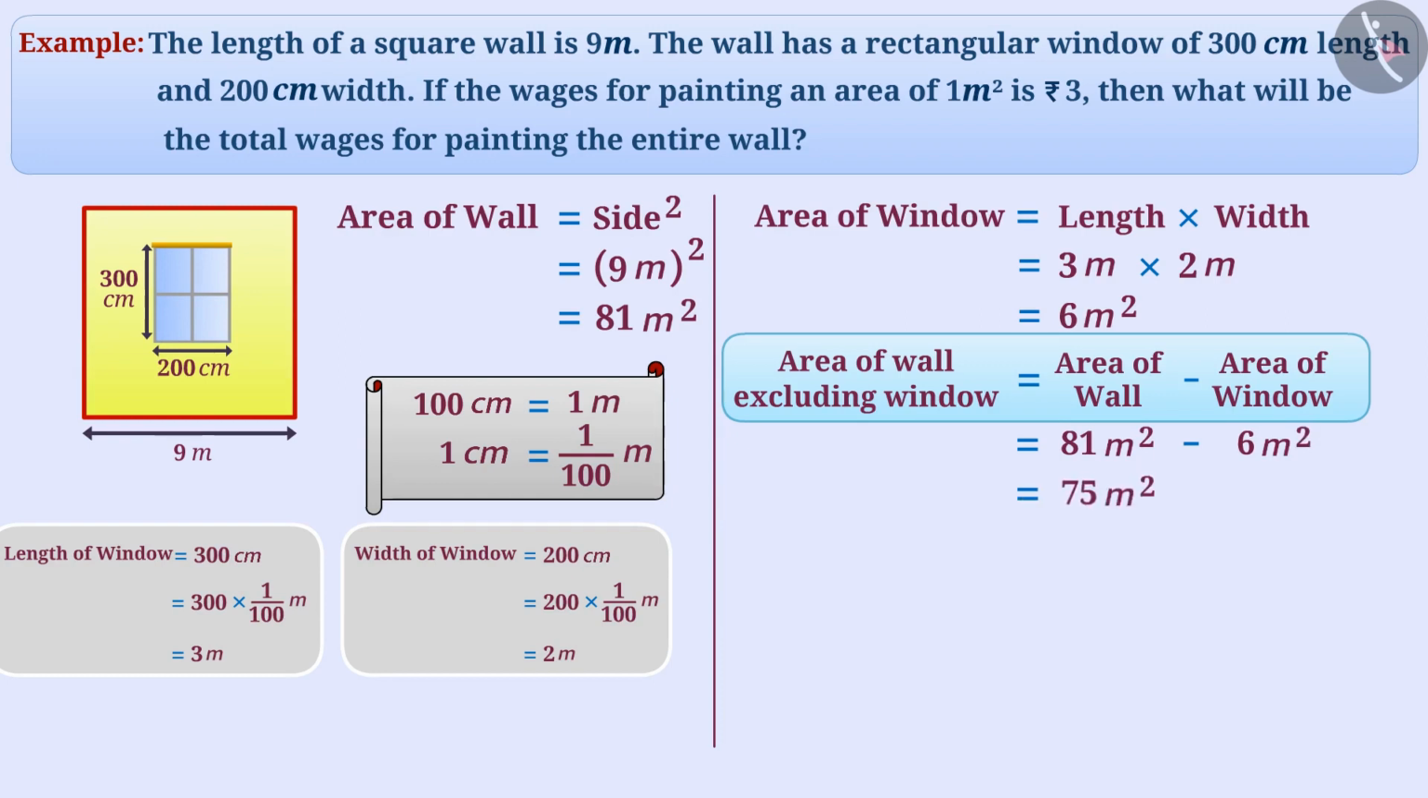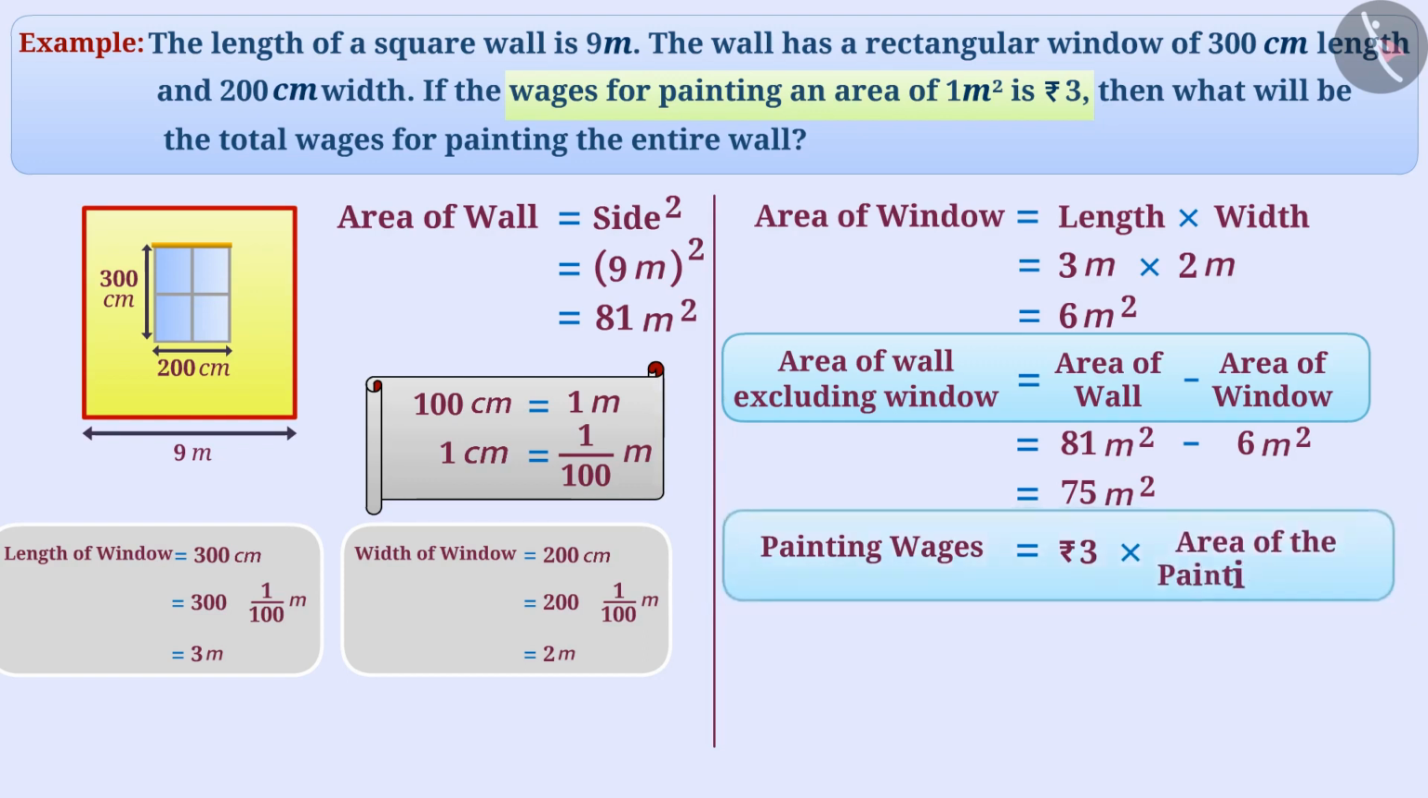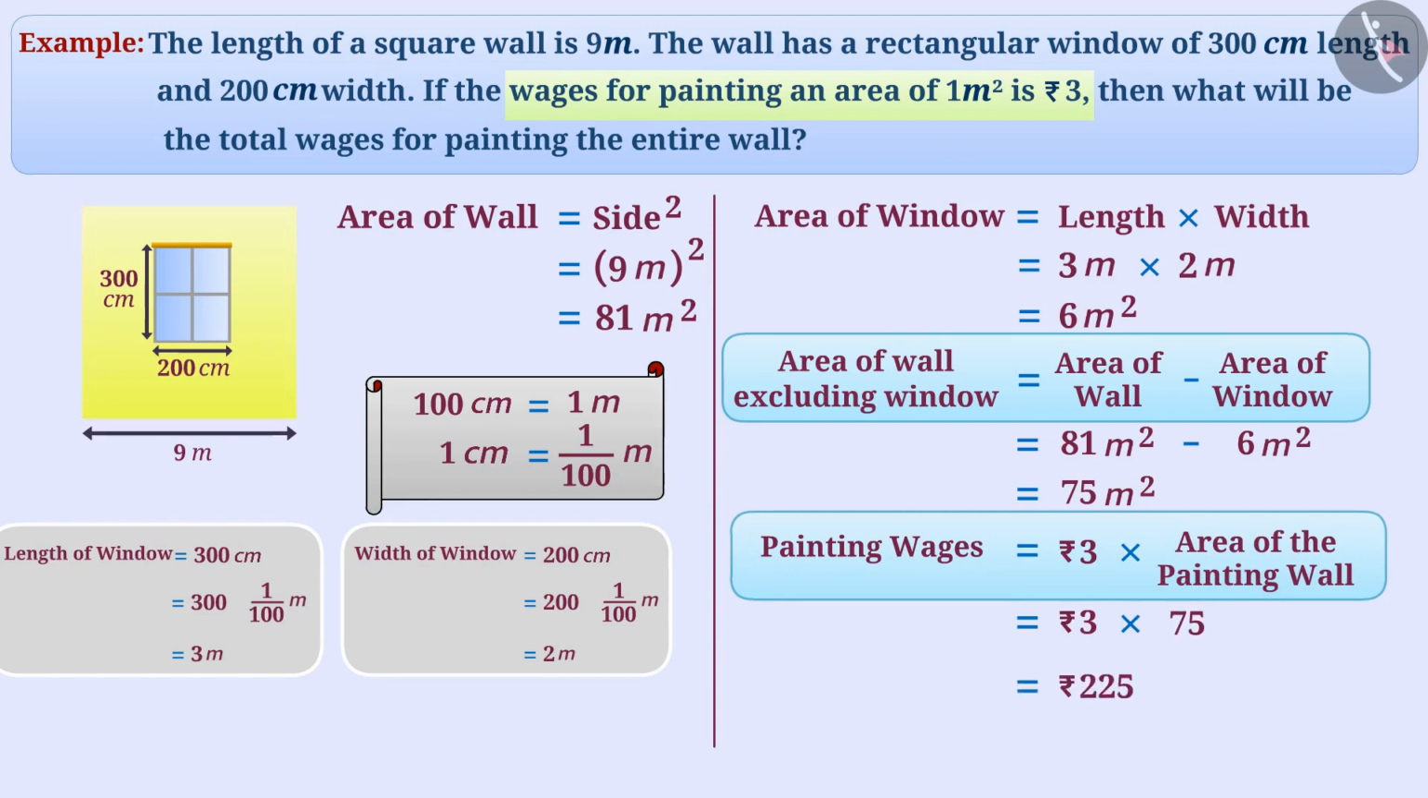That is, it will be painted on 75 square meter and the painting wages will be at the rate of 3 rupees per meter square. 3 rupees multiplied by the area of painting wall is equal to 3 rupees multiplied by 75 is equal to 225 rupees.